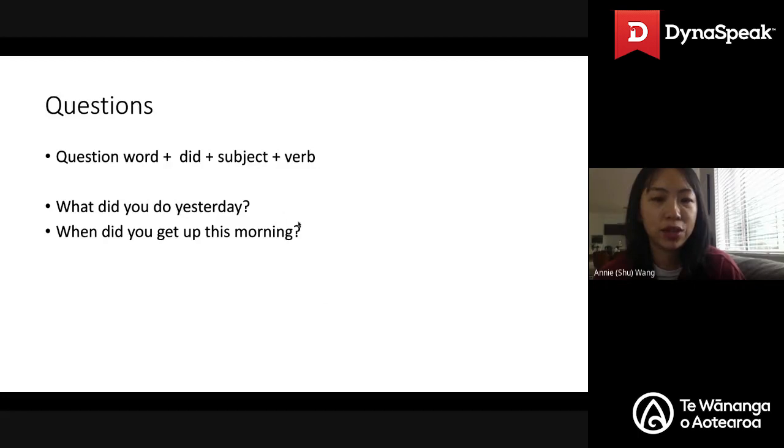Okay, let's just look at two examples here. What did you do yesterday? So what is the question word, and then we add did, subject, you, and verb, do, yesterday. Okay, so the verb here after did, it's just the base form of the verb. You don't change this verb to its past form. We only change the auxiliary. After did, we use the base form of the verb.